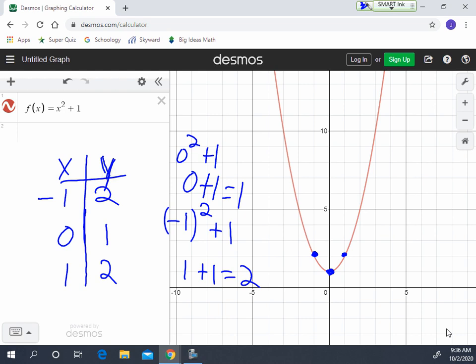So here, if we just made a nice little graph using those 3 points, and we go through those 3 points, that's perfect. That's good for me. We used 3 points. We made a nice parabola using those 3 points. Okay, let's graph another one.